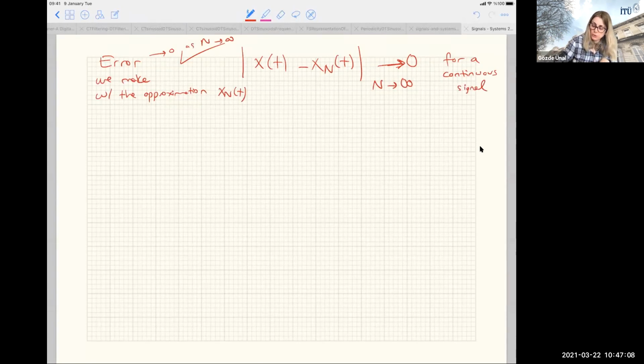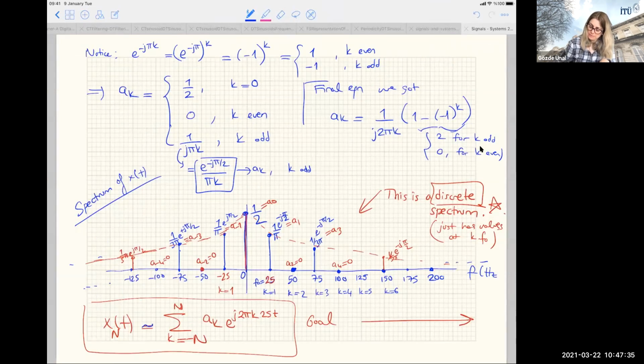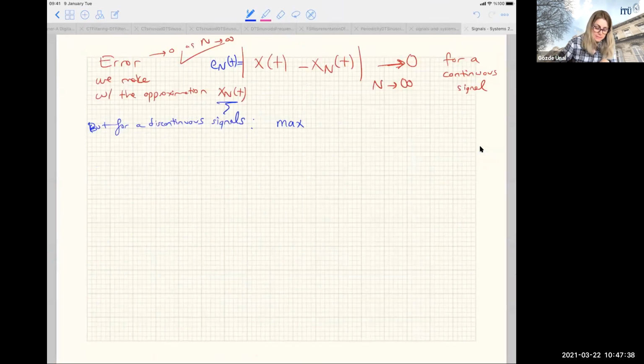But for a discontinuous signal, there is always an error remaining. Due to those discontinuities, they cannot be really represented well. Let's call this error E sub N of t. You see the error we make with this approximation of x sub N of t. Actually, it's defined in this way. Okay. Max E sub N of t does not go to 0 for a discontinuous signal.